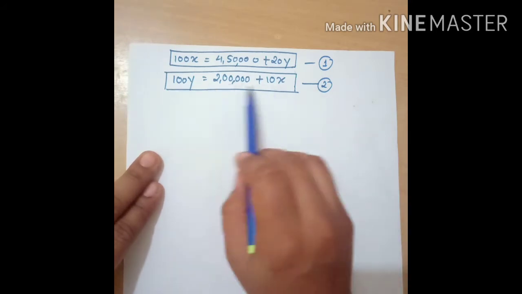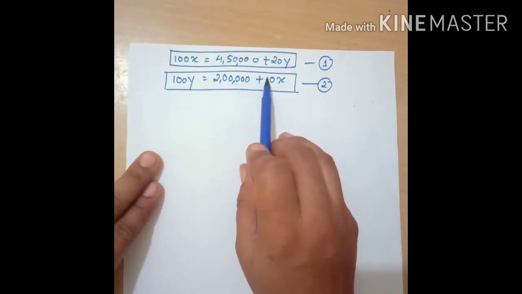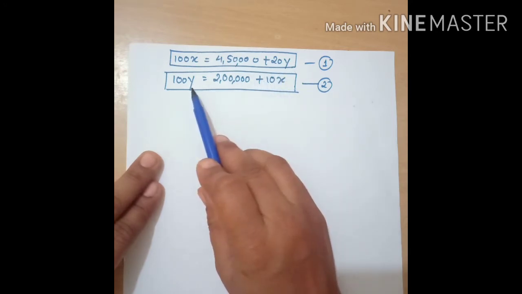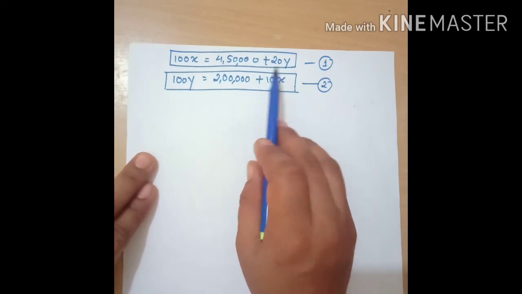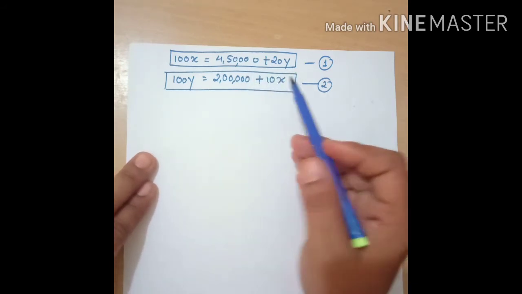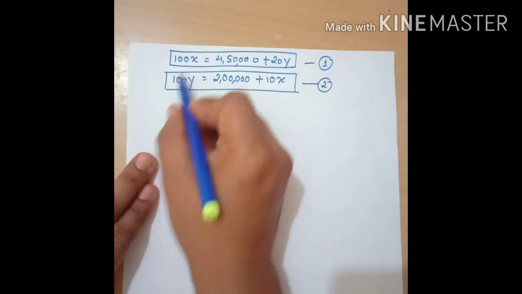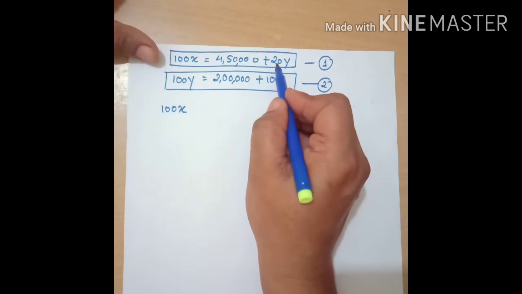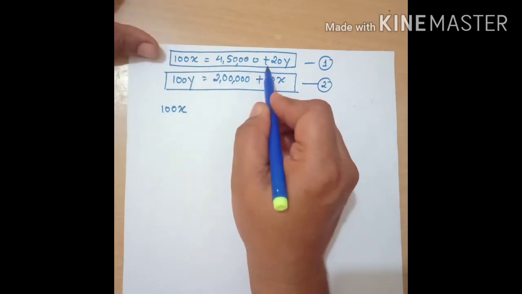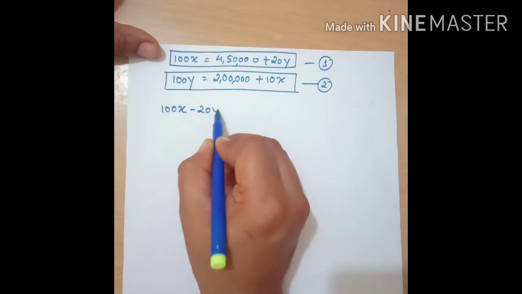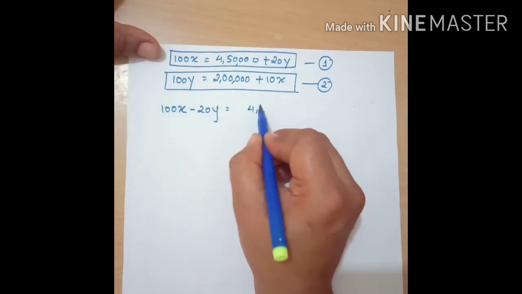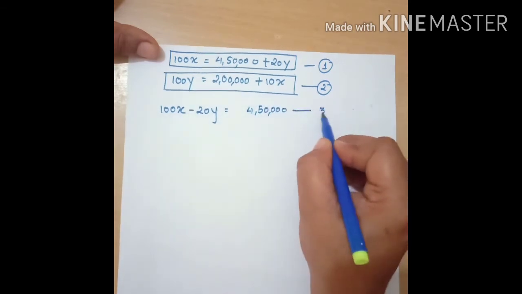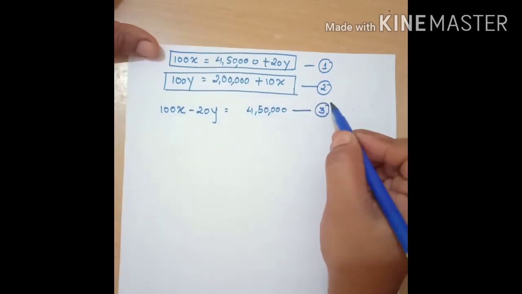If you see, this is a combination of alphabets and numerals. Now what we have to do is transfer all the alphabets to one side and numerals to one side. This will be the creation of equation number 3. So first we will write 100X. This is plus 20Y. We will transfer this Y here, so it will be minus 20Y, is equal to 4,50,000, which will remain in its position. So this is the formation of equation number 3.